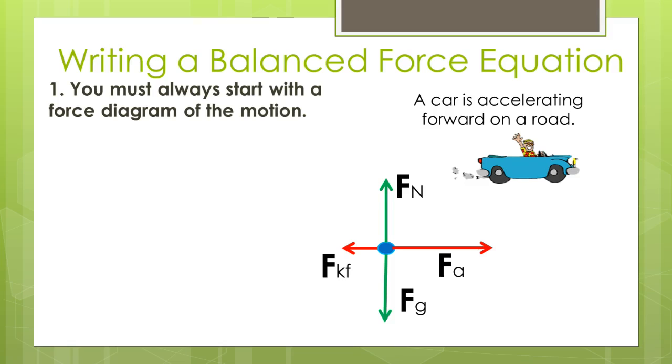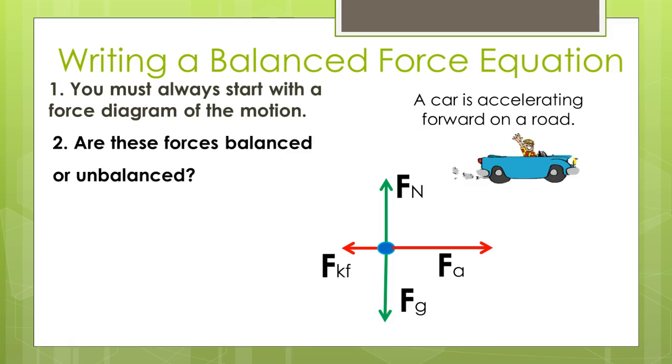Even when we have unbalanced forces, some of the forces may be balanced. Horizontally, the kinetic friction force and the applied force are not balanced. One's bigger than the other. They have a net force that's bigger or smaller than 0. Vertically, however, the normal force and gravitational force are balanced. I know this because vertically, the car's not doing anything. It's not speeding up in an upward direction. It's not slowing down in a downward direction. It's only moving forward. So vertically, it's technically standing still.